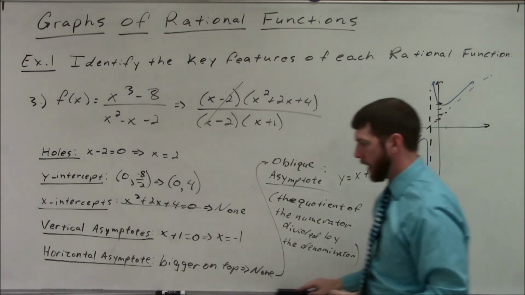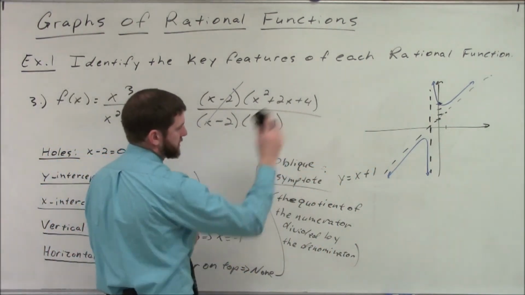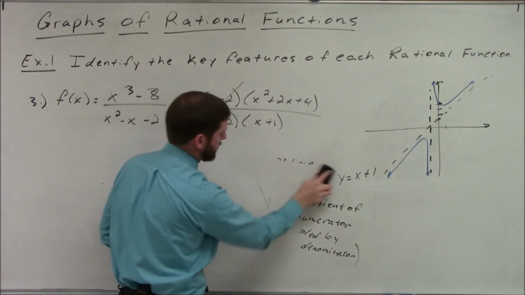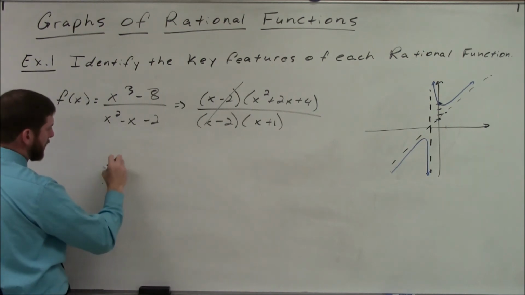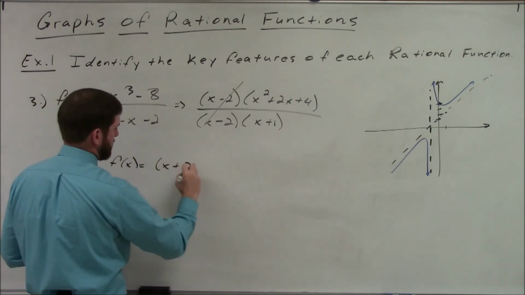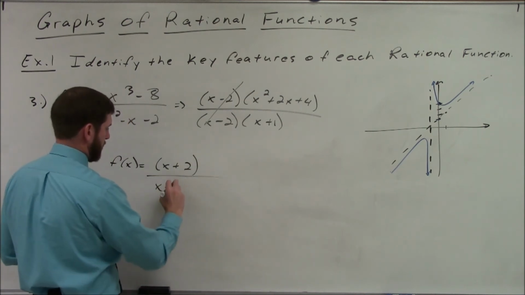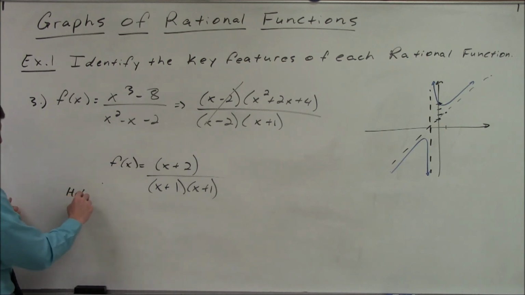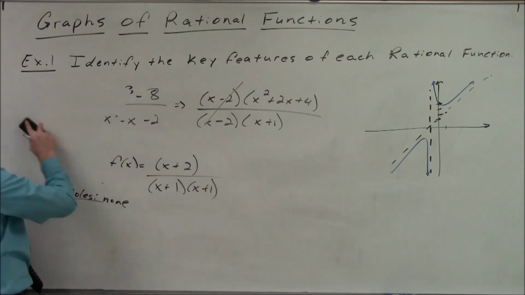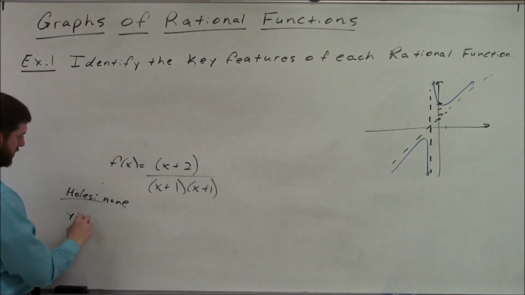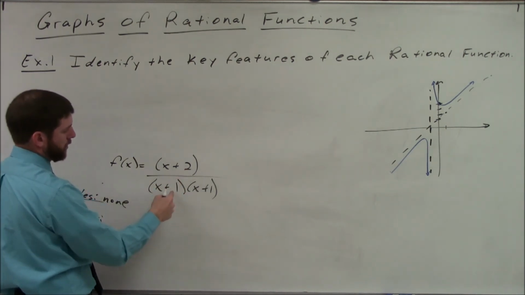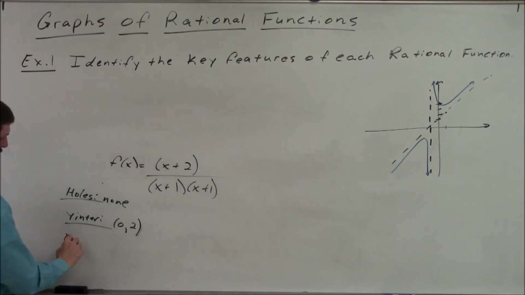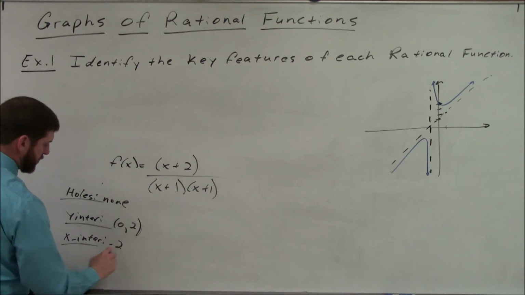Real quick, let me show you one that has an even multiplicity, just so y'all can see what I'm talking about as far as pointing in the same direction. So if we had something like this, f of x equals x plus 2 over x plus 1 times x plus 1. Something like that. Now, going through, no holes in that one. So the holes are none. The y-intercept would be 2 over 1 times 1, so (0, 2). Remember, plug in 0, so you're left with 2 and 1 times 1. The x-intercept is -2.